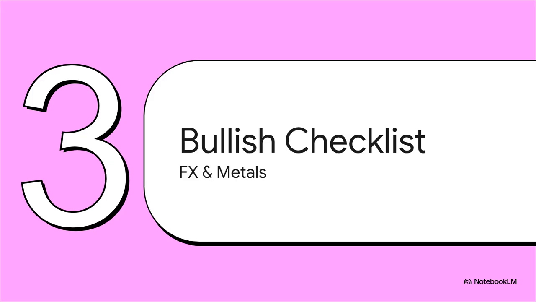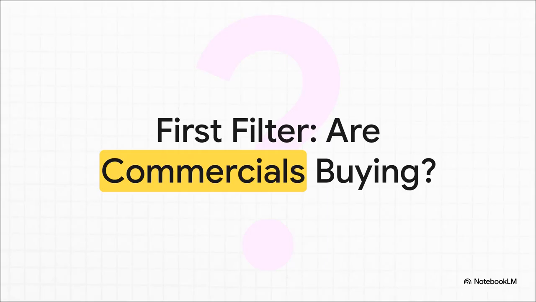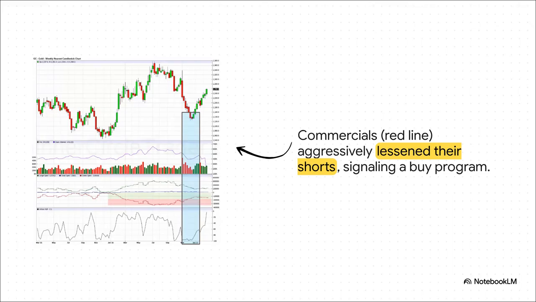We're going to start with the checklist for a bullish setup, looking at something like a foreign currency or a metal like gold. And the very first filter at this stage involves looking at what the quote-unquote smart money is doing. So we turn to the Commitment of Traders report, or the COT report, and we ask one simple question. Are the commercials buying? This slide shows you exactly how to find that answer.